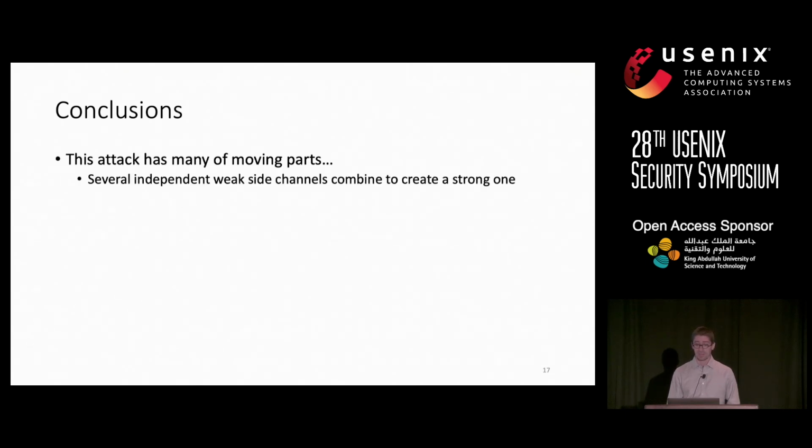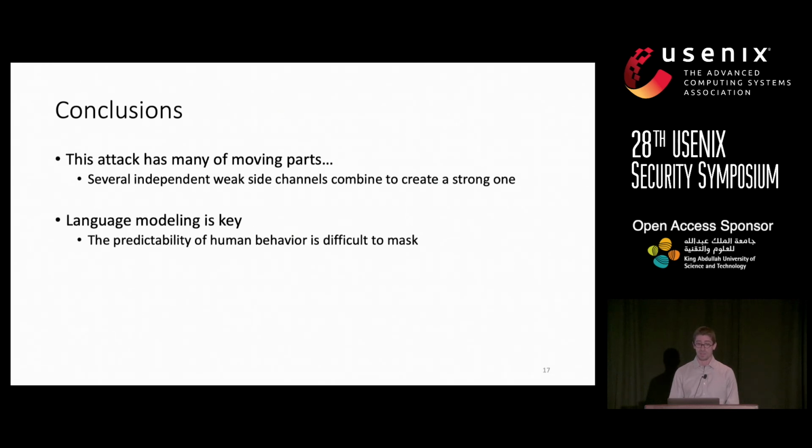So finally, to summarize, I think this idea of combining multiple independent weak side channels is an interesting one. It definitely makes the problem of trying to mitigate these sources of information leakage much more difficult because you have to reason about now different sources that might be benign or might not seem so severe in themselves. And in this problem, the language model turned out to be key, it contributed a lot to the attack success, which kind of underscores how pervasive predictability of human behavior is in all things cyber.